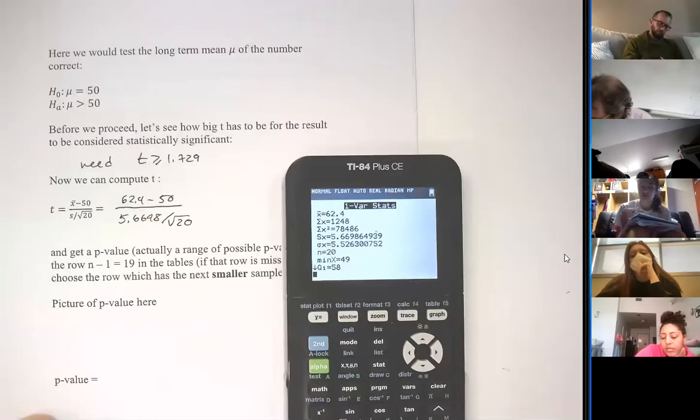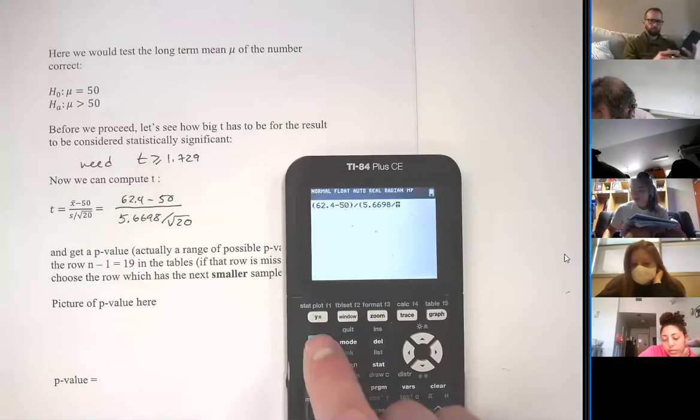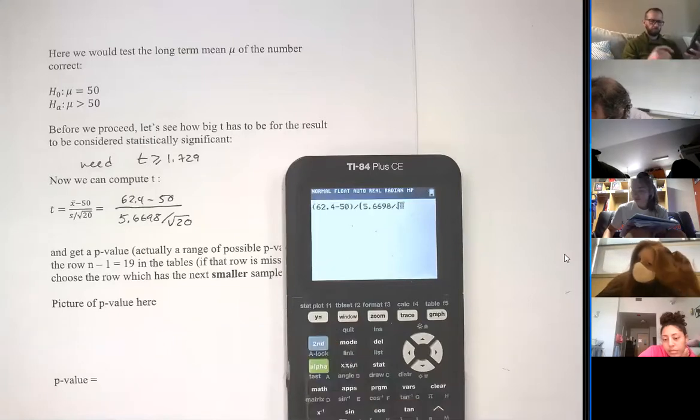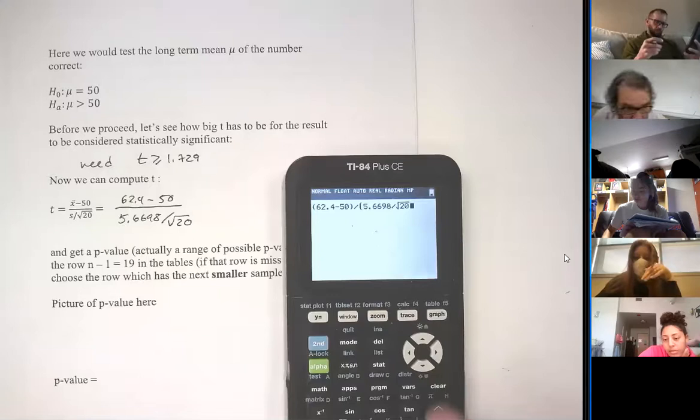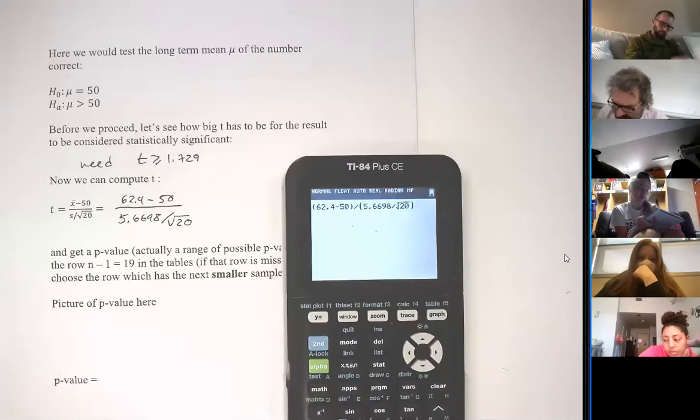Okay, so I'm going to type that. Parentheses 62.4 minus 50 divided by parentheses, I need parentheses here, 5.6698 divided by the square root of 20, close it up. If you don't put those parentheses, I think it just takes the number, divides by 5, then divides that by square root of 20. That doesn't work. You've got to make sure you're dividing by that whole denominator. So we have to put parentheses around the denominator. So this is supposed to be a number like 4, I'm hoping.